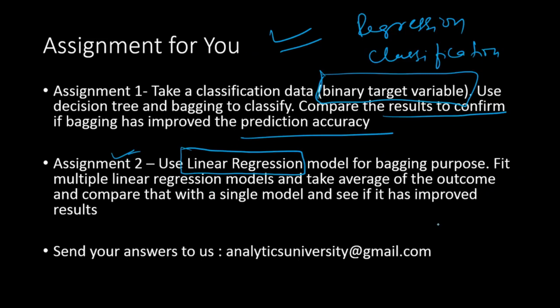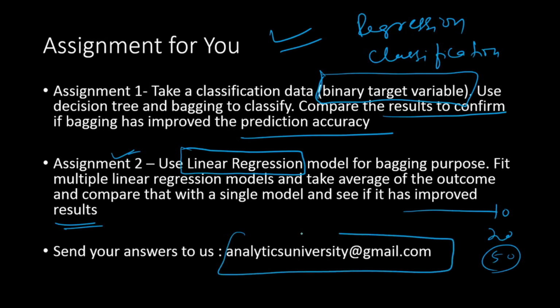When you do it manually, you probably can't take so many of them. Of course, you can write an automated function by yourself. Just take 10 or 20 models, or maybe 50 models, 50 random samples through bootstrapping, and then fit linear regression to each one of them and aggregate your results and see if it has improved your model or not. And you can use our email ID to let us know your assignments, and we will review and get back to you with the feedback.